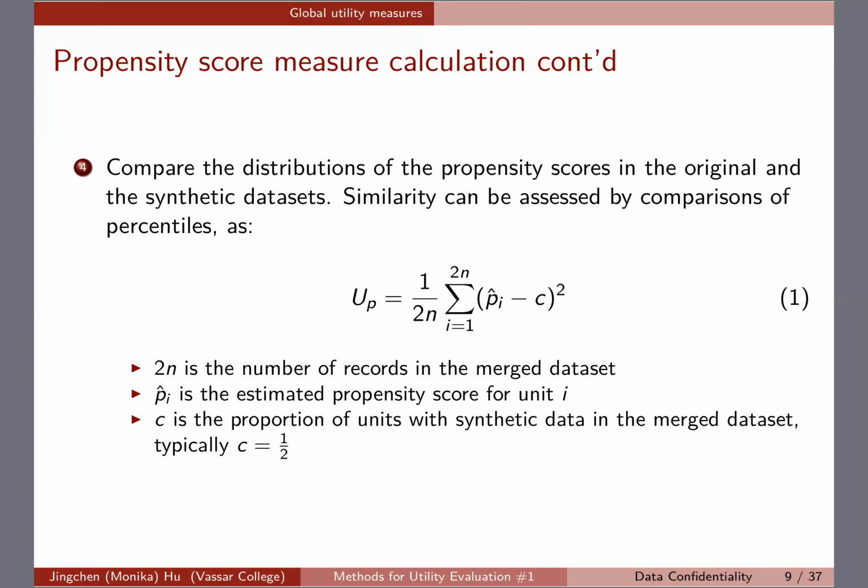Oh yeah, never mind. Actually, do we do predictions here? Maybe I'm confusing myself. Let me take that back. I don't think they do predictions. Mostly they're comparing, sorry about that, the distributions of the propensity scores in the original data and in the synthetic data.